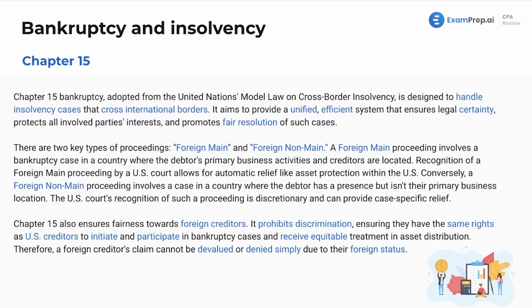Here we see chapter 15, and this is not really important for the exam. It's here if you are interested, take a read. I'm not going to go over this. Essentially, this is dealing with foreign creditors, making sure that foreign creditors as well as domestic US-based creditors get equal treatment. Feel free to read it, but that is not really going to be worried about on the exam.